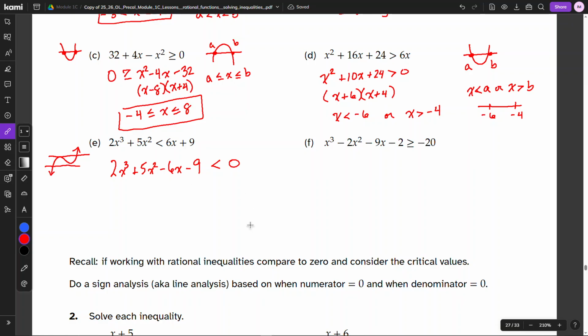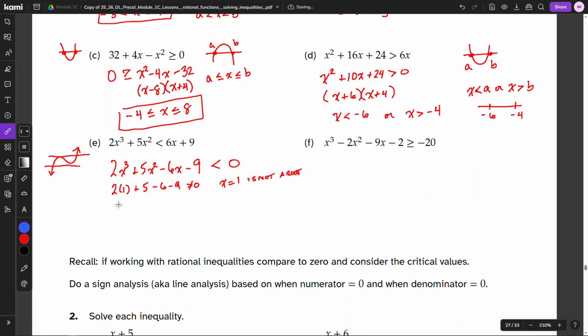All right. So using my past content, I can try to use the factor theorem or the remainder theorem, and I can say, hey, if I substitute in 1, I'm going to have 2 plus 5 minus 6 minus 9. So that's not 0, so I know x equals 1 is not a root. But I could also try negative 1.